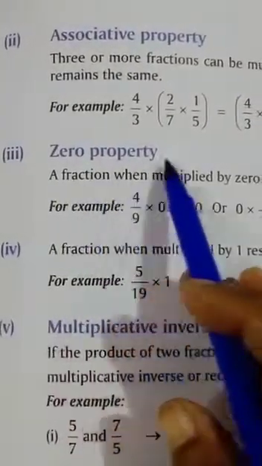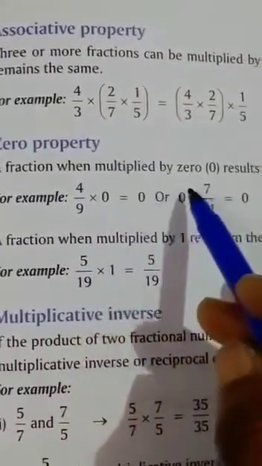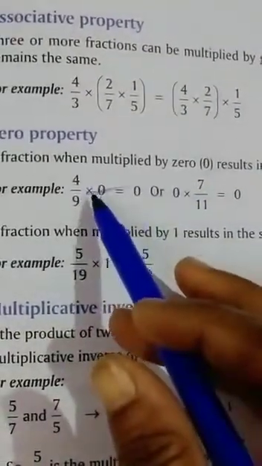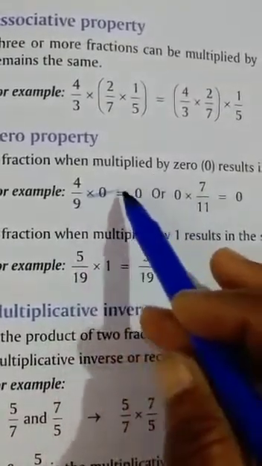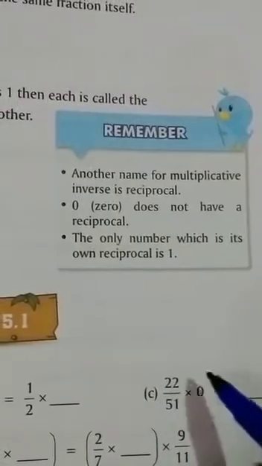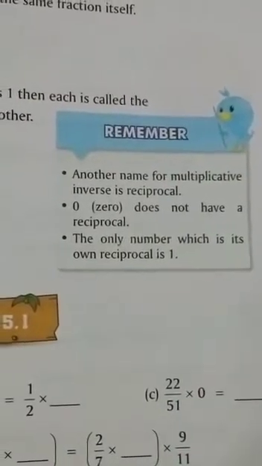Third property, zero property. A fraction when multiplied by 0 results in 0. If you multiply any number with 0, your answer should always be 0. Here you have seen it is multiplied by 0, so your answer should be 0.